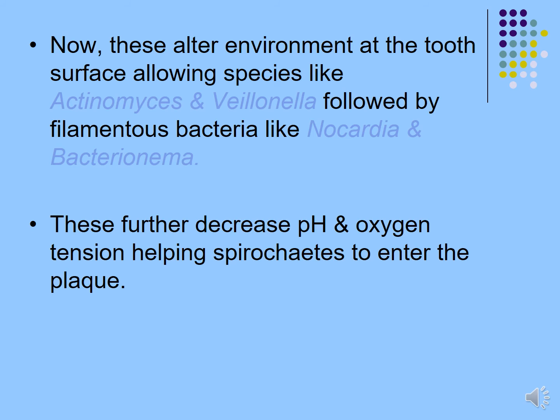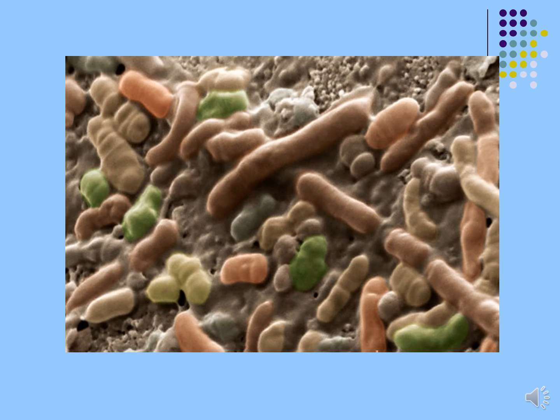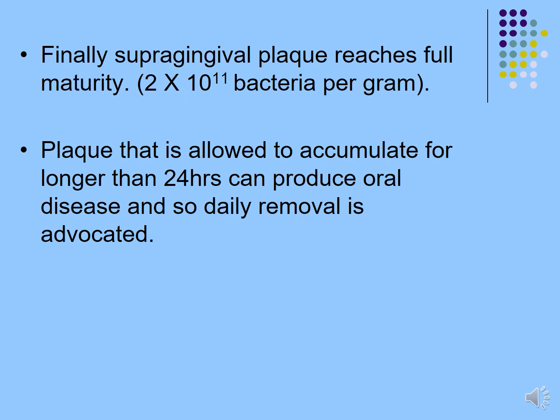The organisms that are deeper in a dental caries lesion usually are anaerobic organisms, whereas on the surface of plaque are basically the aerobic organisms, right? Thus further decreasing the pH and oxygen tension, helping spirochetes to enter the plaque. As you know, spirochetes are anaerobic organisms. So the deeper the lesion, the more anaerobic the organisms that we have in plaque, whereas on the surface we have aerobic organisms. This is a color enhanced electron microscopic image of dental plaque, right? These are the various organisms, and this is the matrix of plaque, okay?